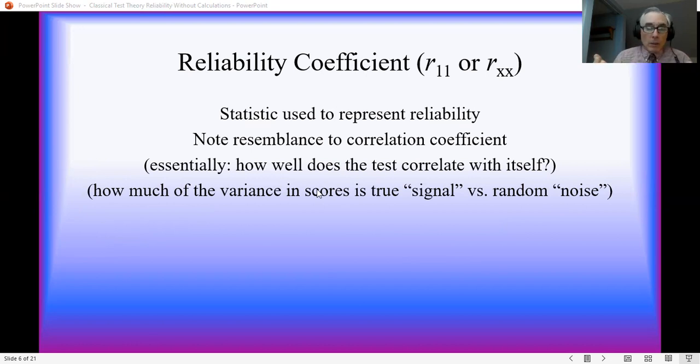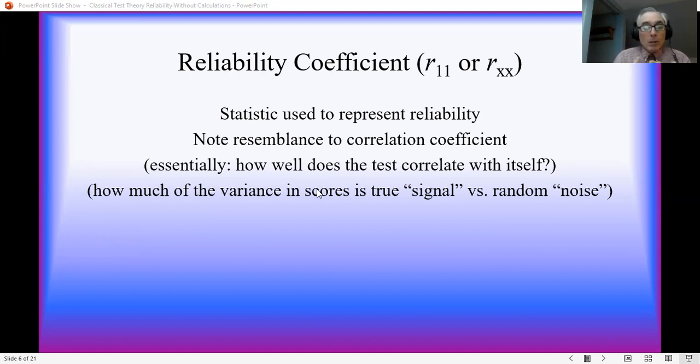R is the correlation coefficient, the Pearson product moment correlation coefficient, or one of its variants. Usually, if you're going to be real technical about it, you would write R sub 1,2 or R sub XY, meaning that you're getting the correlation between measure 1 and measure 2, or measure X and measure Y. When you put 1,1 or XX, what you're basically saying is, how strongly does this test correlate with itself? Which is an odd way of putting it.